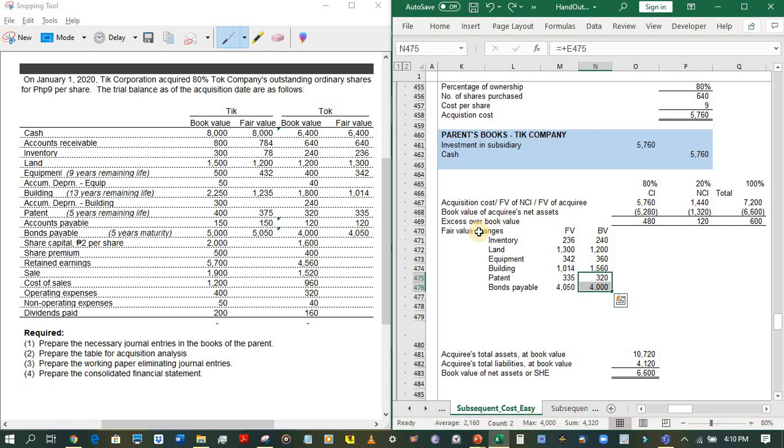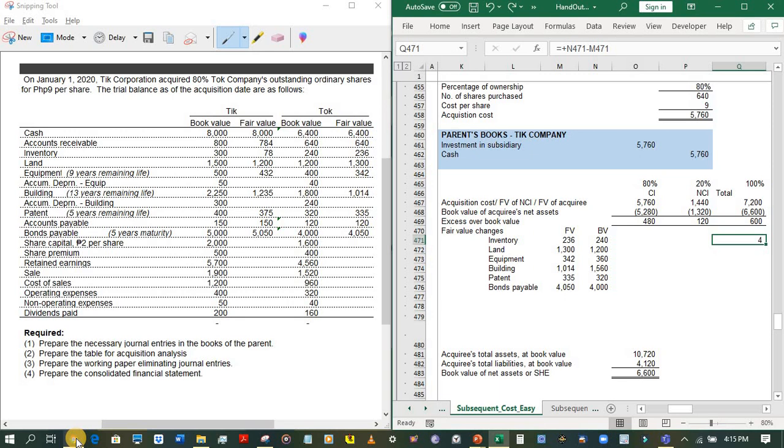First is inventory. The difference for inventory is 4 pesos. So the 4 pesos is the difference between the fair value and book value of the inventory. The 4 pesos is added to the 600 pesos excess over book value because the inventory is overvalued. If an asset is overvalued, it means that the book value is recorded at an amount that is higher than the fair value. That is why it is overvalued. And overvaluation is added to the 600 pesos excess over book value.